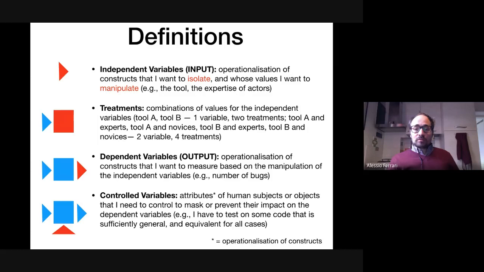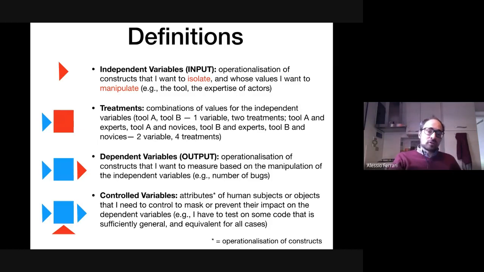Dependent variables. Dependent variables are the output, and they are operationalizations of constructs that I want to measure based on the manipulation of the independent variables. So these are the operationalizations of those constructs that vary based on the independent variables. For example, the number of bugs.